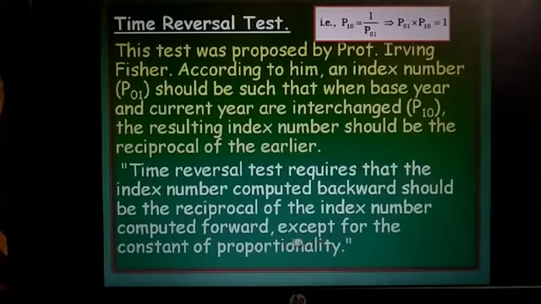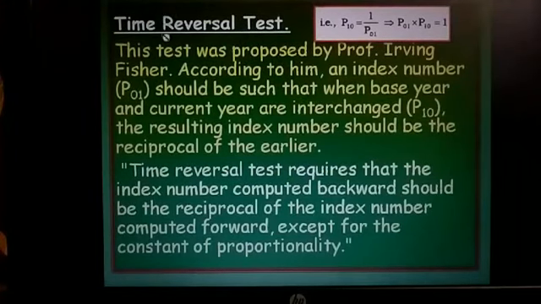And here it has been added, except for the constant of proportionality. What do you mean by this? In the calculation of any index number, we usually multiply by 100. If I multiply here also with 100, for example, here 100 is there, here also 100 is there, which is taken as common, then if these two multiplications result in 1, then 1 multiplied by 100 will become 100 at the end, the answer, correct?